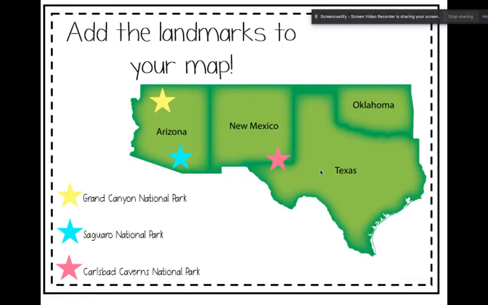All right, so the landmarks that we have learned about from the Southwest region are the Grand Canyon National Park, which is over here where the yellow star is, the Saguaro National Park, which is down here where the blue star is, and the Carlsbad Cavern National Park, which is over here at the pink star.